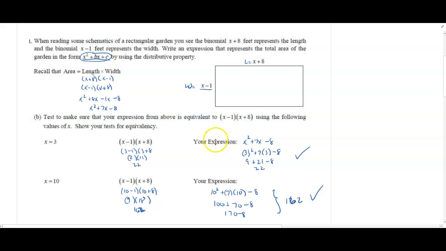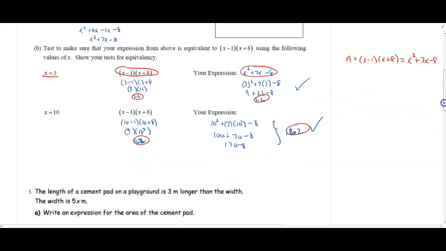So two things I want you to recognize here. Number one, this expression is equal to that. So both of them represent the area. But if I tell you x is equal to 3, these numbers after we evaluate, or when x is equal to 10, these numbers after we evaluate, would be the area of the rectangle if we substitute that value in.